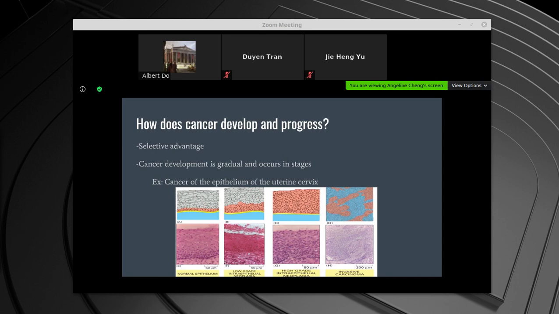Cancer development is gradual and occurs in stages. A good example of this is cancer of the epithelium of the uterine cervix, shown in the picture below. The picture shows how normal epithelium confines dividing cells to the basal layer, which is shown in A. B shows low-grade epithelial neoplasia, where the dividing cells are not confined to the basal layer anymore, but can be found throughout the lower third of the epithelium.